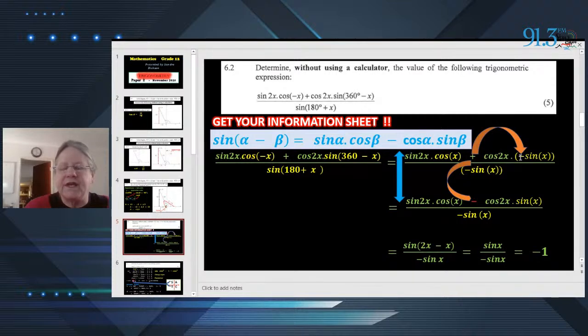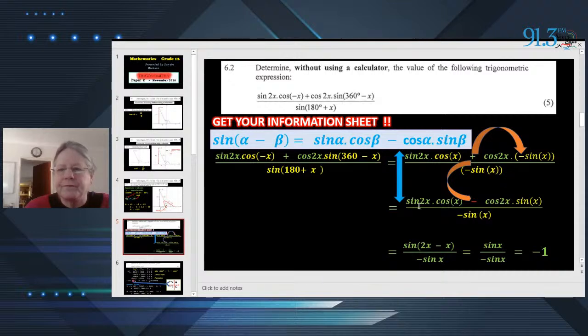And sin 360 minus x, that is also in your fourth quadrant, and sin is negative in the fourth quadrant. So this reduces to negative sin x. At the bottom, we have sin 180 plus x. That takes us to the third quadrant, and sin is negative in the third quadrant. So that is how we get negative sin x.